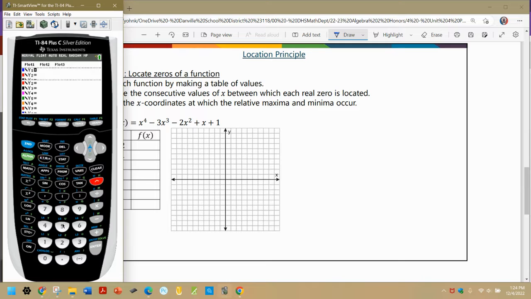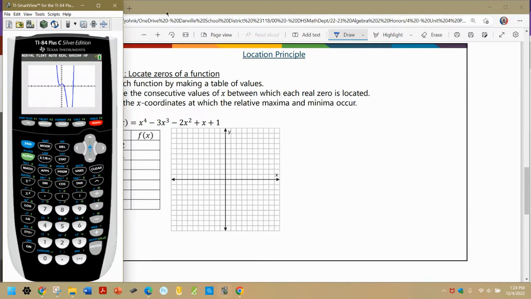So we have x to the fourth minus 3x cubed minus 2x squared. This takes forever when you're using a pen. Plus x plus 1. All right, so we got our picture here. Let's go ahead and graph it, and let's see what it looks like. Beautiful, and then it goes back up again.